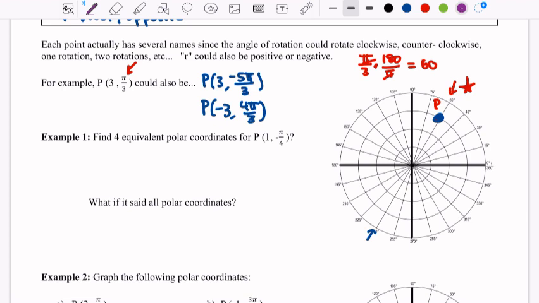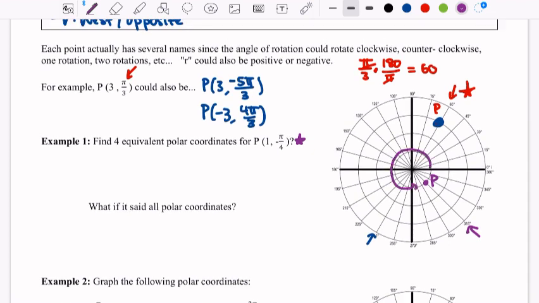So, in example 1, we're going to find 4 equivalent polar coordinates for 1, negative pi over 4. I'm going to plot this in purple. Here's negative pi over 4, and it wants a radius of 1, so I'm going to be right there. That's my P. Going forth, 4 equivalent polar coordinates. First, I went a negative radian, so we went clockwise. Let's go ahead and go counterclockwise. If we went counterclockwise, how far would we have gone? We're still going to have a radius of 1, and going around, this would have been 7 pi over 4. So there's one of them.